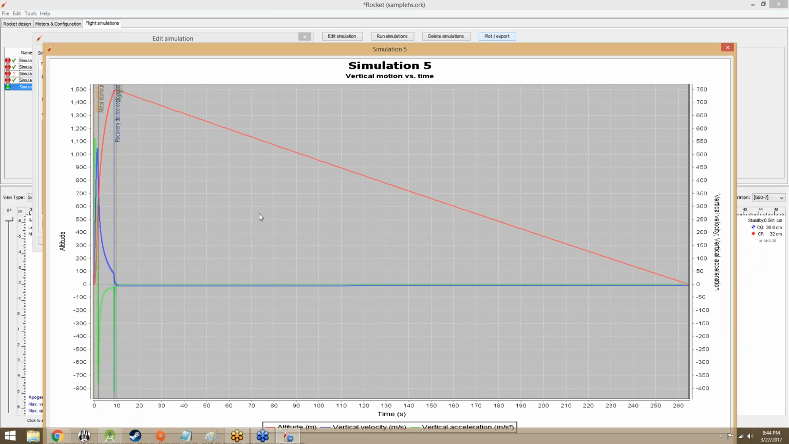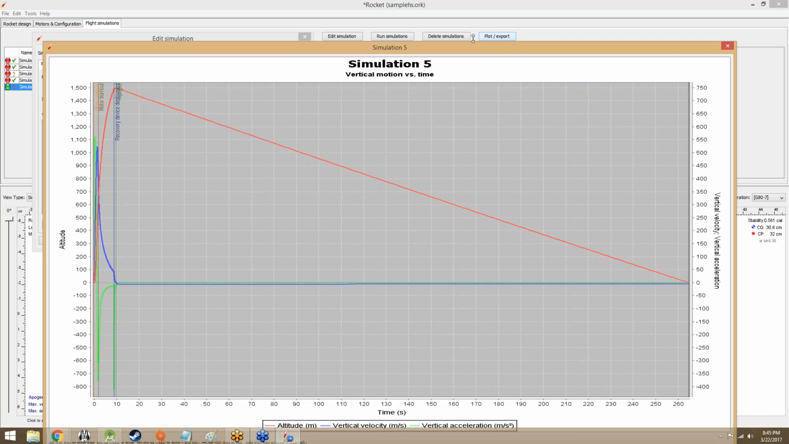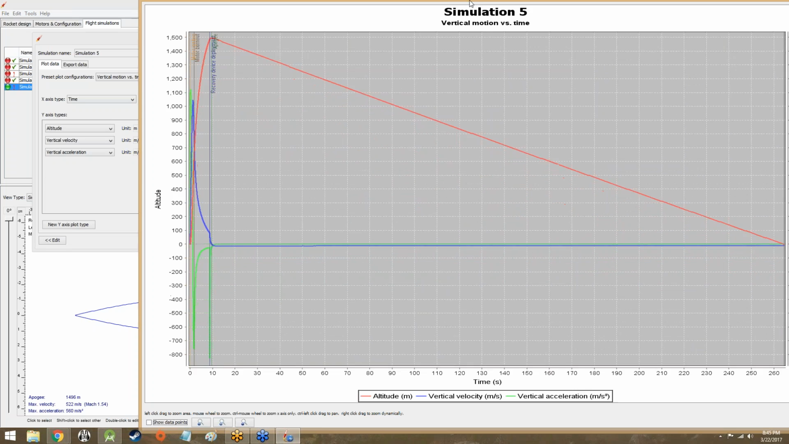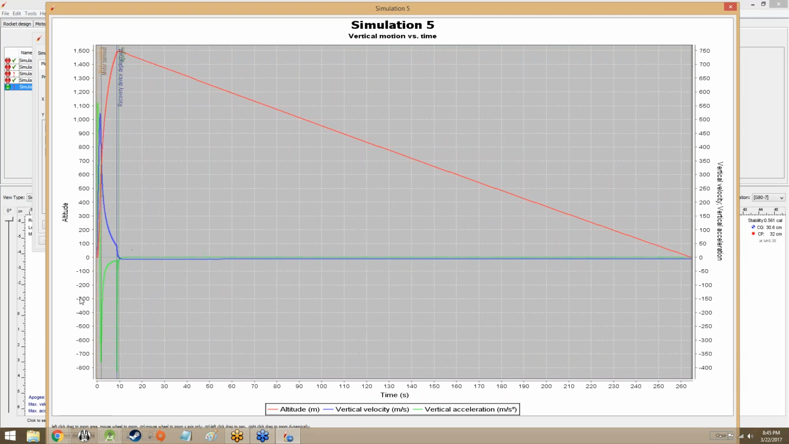Let's take a look at that plot. Oh, baby. Look at that flight time. Almost 270 seconds. It is in the air from launch until touchdown. That is over 2 minutes. Or, excuse me, 4 minutes. I can math. It's over 4 minutes. That thing spends 4 minutes just flying through the air.